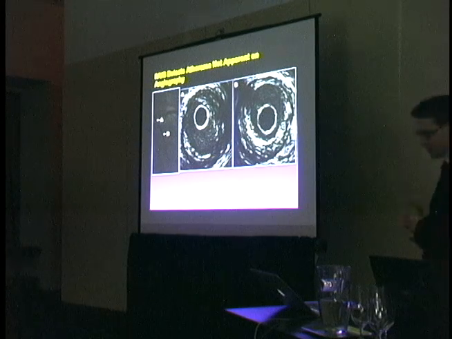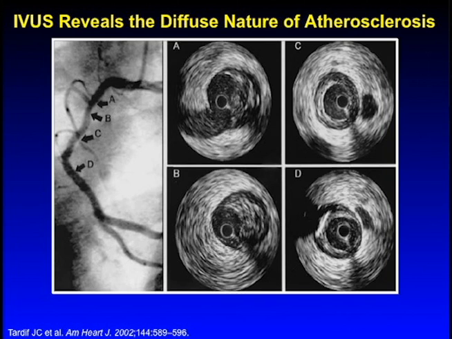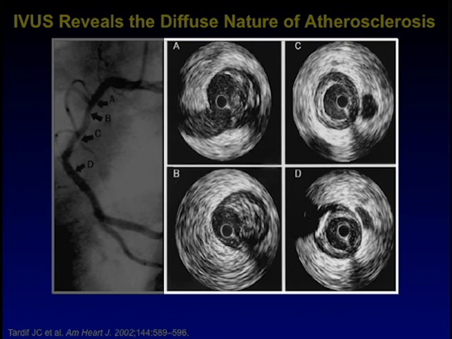Anyway, IVUS does detect atheroma that are not apparent on angiography. It also reveals the diffuse nature of atherosclerosis. Rob Hammond mentioned this morning, when you start doing vascular wall imaging, once there is one mild stenosis on angiography, as you can see on the left panel, then almost invariably all of the cross sections are occupied by plaque.